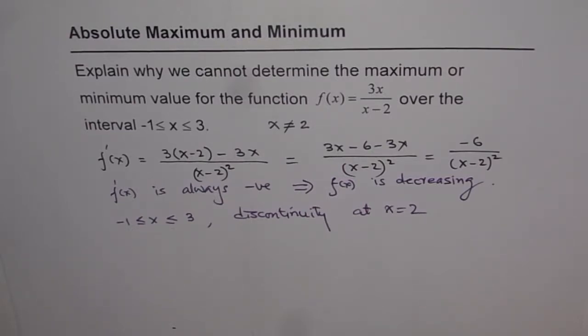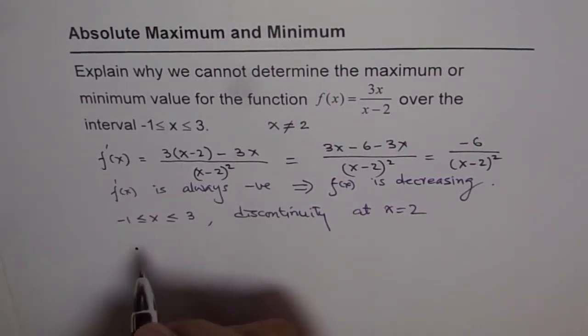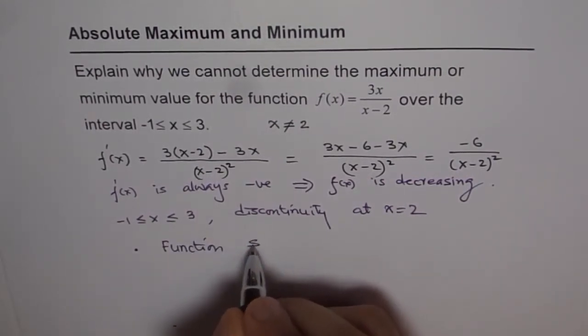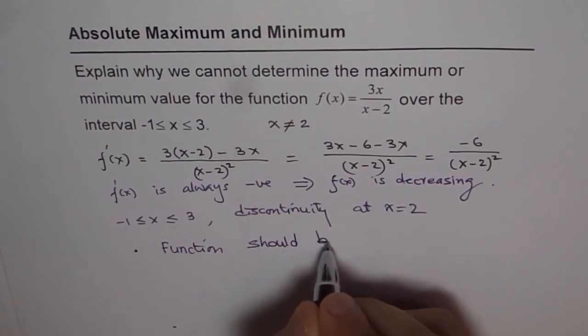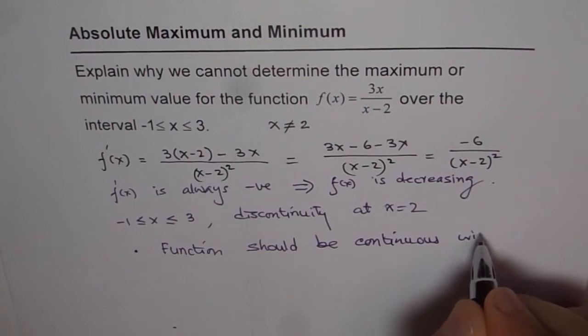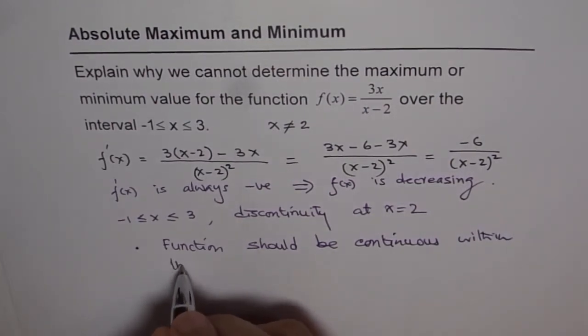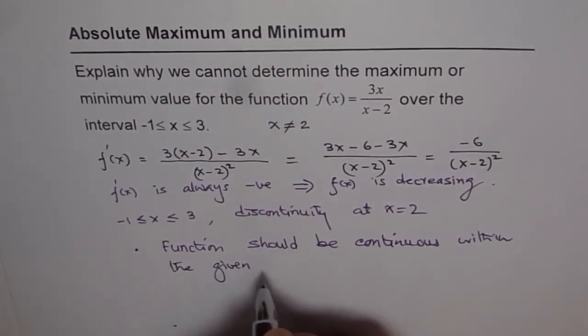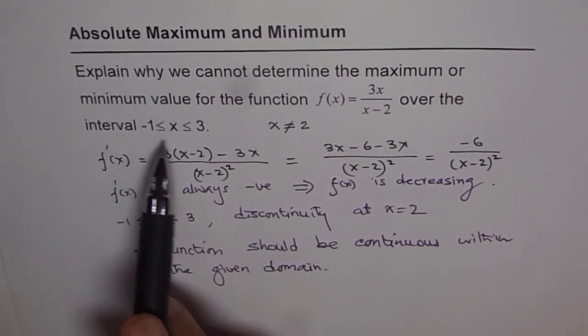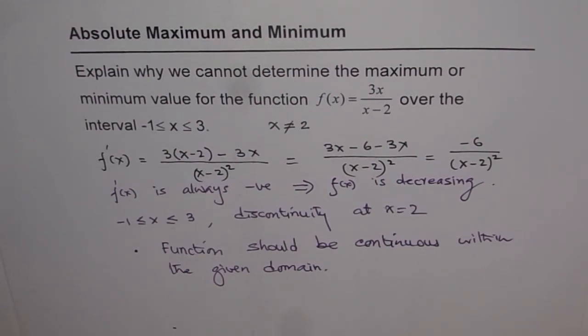This is a very important, extremely important point to understand at this stage. So remember, whenever we are talking about boundary conditions, you should note that the function should be continuous within the given domain, right? Only then we can consider the values at the extreme points, otherwise not, correct?